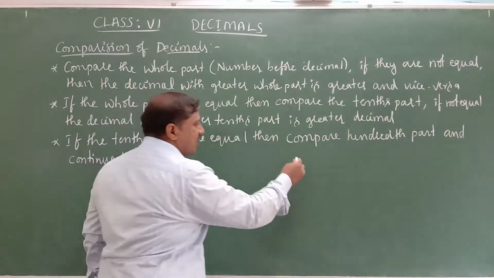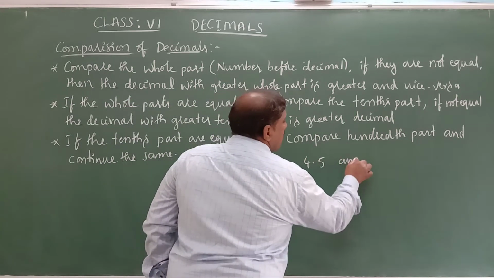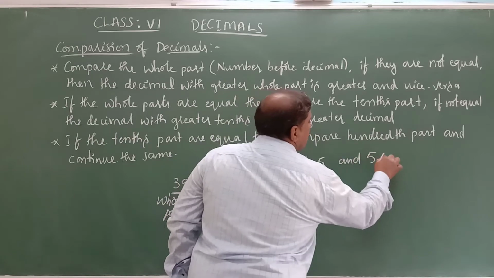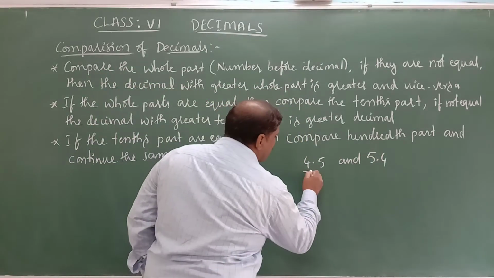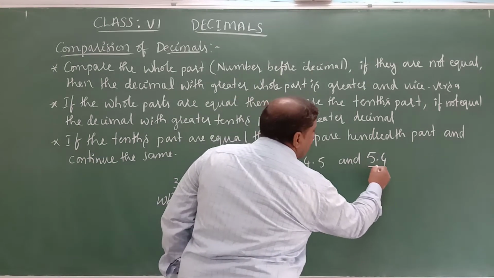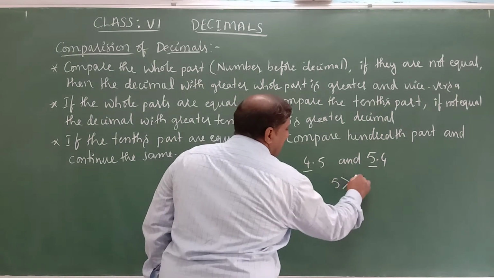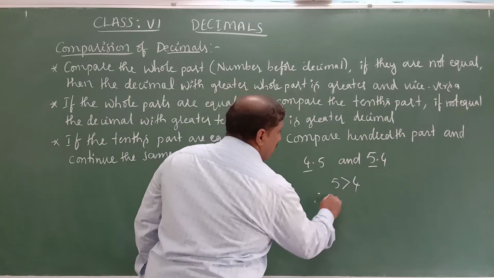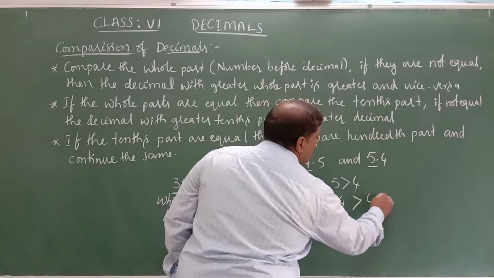For example, you see 4.5 and 5.4. Here the whole part is what? 4, and here the whole part is 5. So which is greater here? 5 is greater than 4. Therefore 5.4 is greater than 4.5.